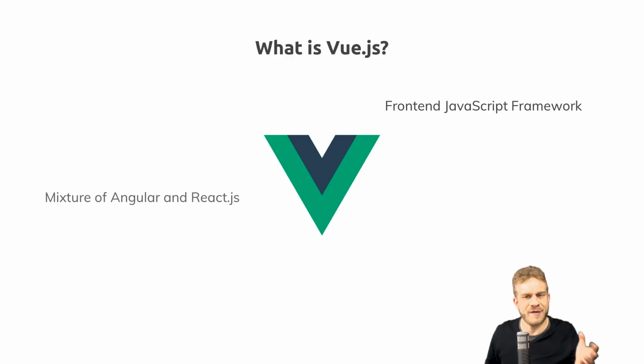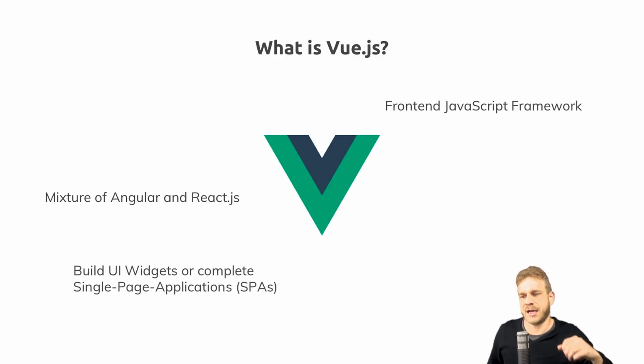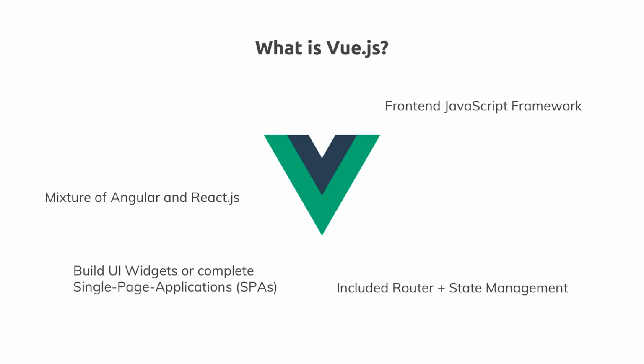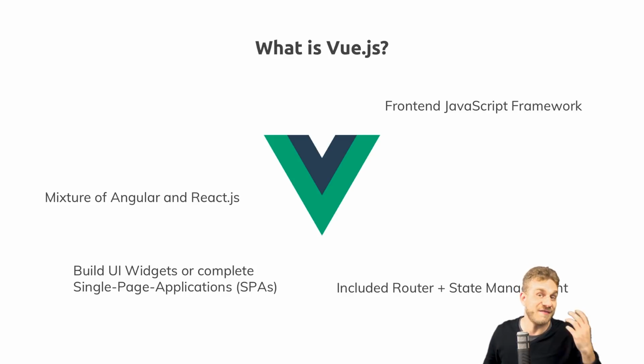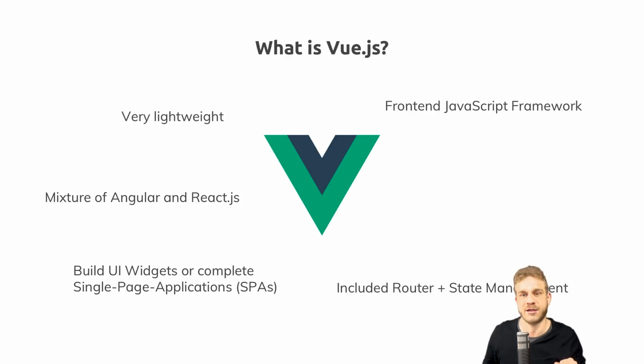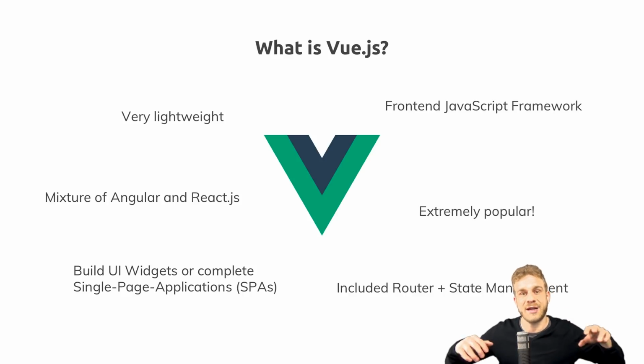Now, it's a mixture of Angular and React from a syntax perspective, you could say. It allows you, as I said, to build widgets and single-page applications. It includes a router and a state management system, Vuex, hence making it a real complete framework and not just a library for building components as React would be. It's very lightweight, that's a huge plus of Vue.js, and it is extremely popular. Now, you might already know all of that, so let's now dive into Nuxt.js.